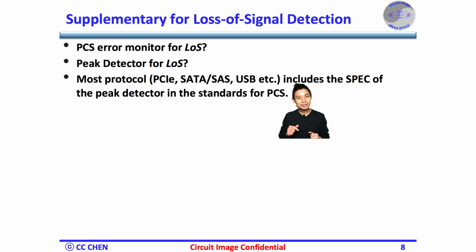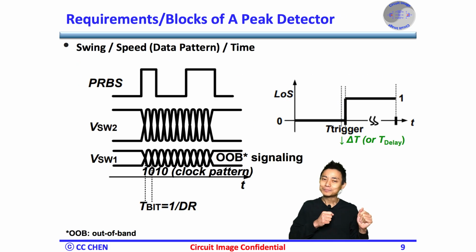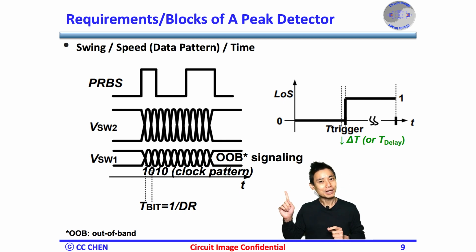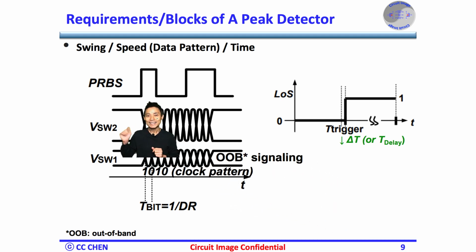Alright, can you think about the requirements of the peak detector specification in those SerDes protocols? Bingo! To detect the loss of signal, we must define the input swing level as a threshold. Taking PCIe as an example, the low threshold is 65 mV, and the high threshold is 175 mV. So, below 65 mV is considered noise, and above 175 mV is considered a valid input signal level.